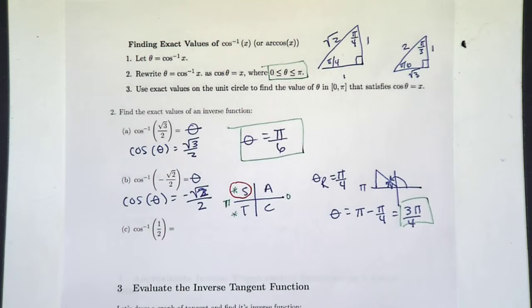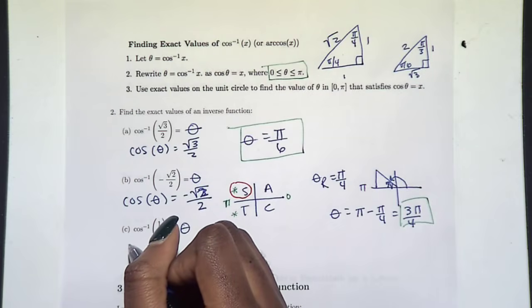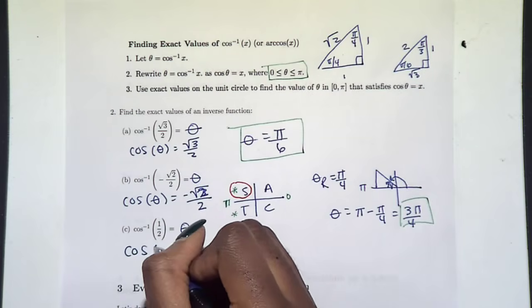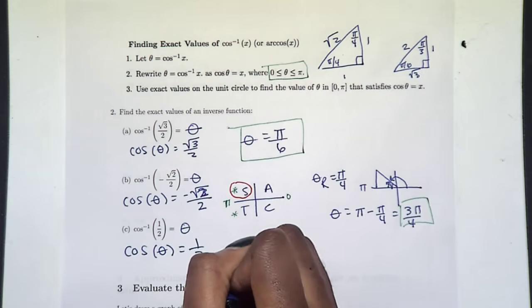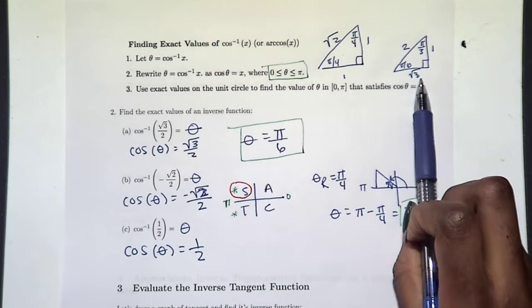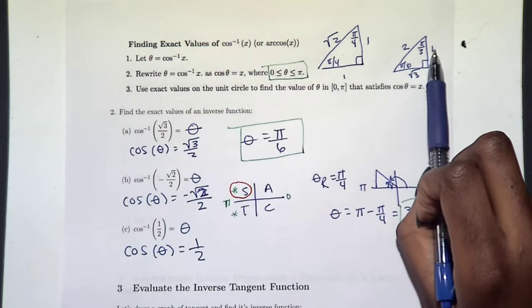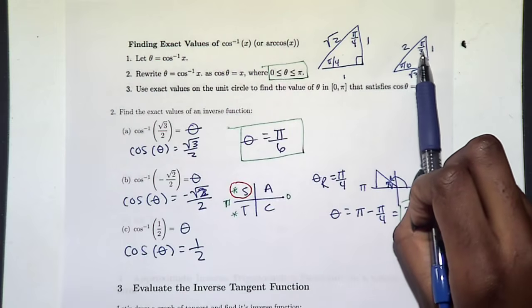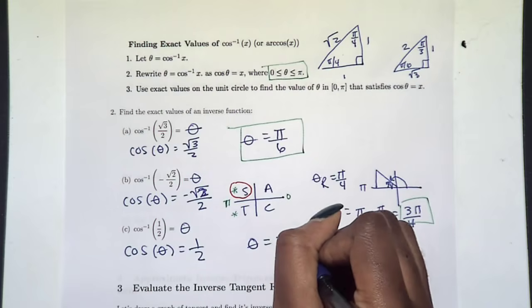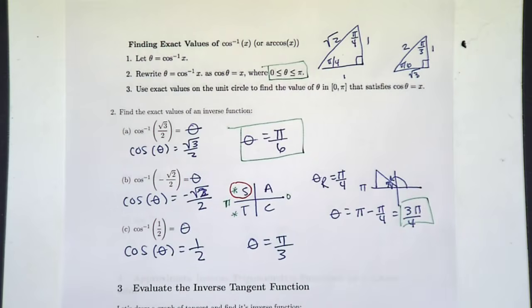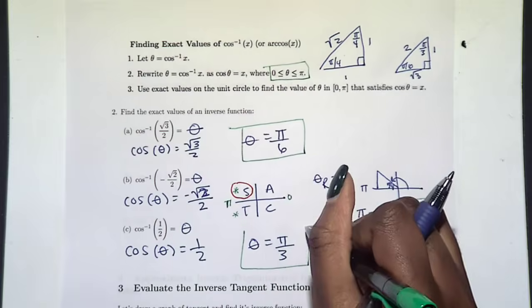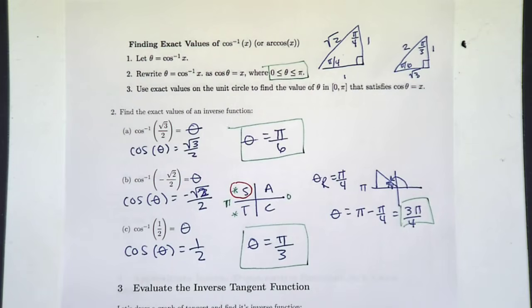Okay, and then finally with our cosine inverse of 1/2, that's our angle theta. All right, so we're trying to find theta such that cosine of theta is 1/2. We're back in our 30, 60, 90. So we want the adjacent side to be 1. So adjacent to 1 is pi over 3. And that is a number between 0 and pi. So we are good to go.